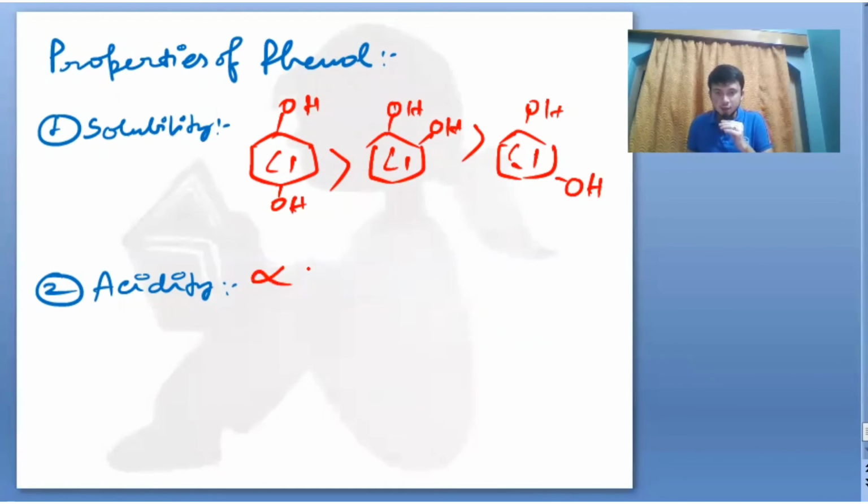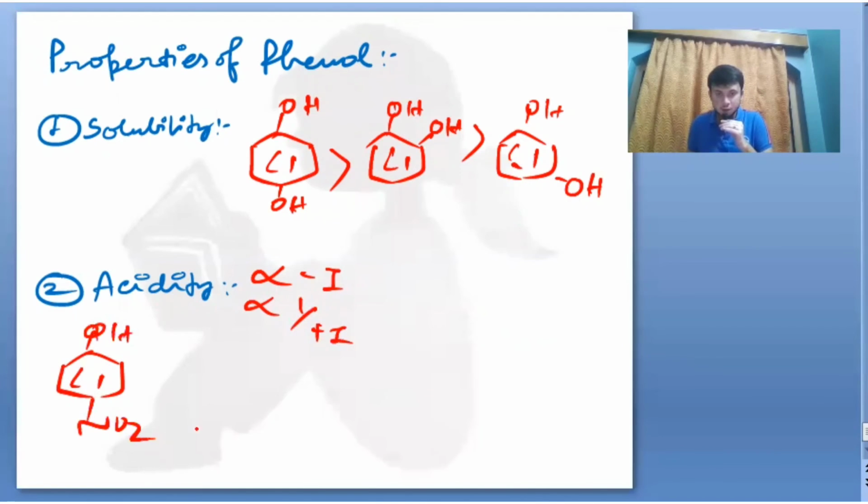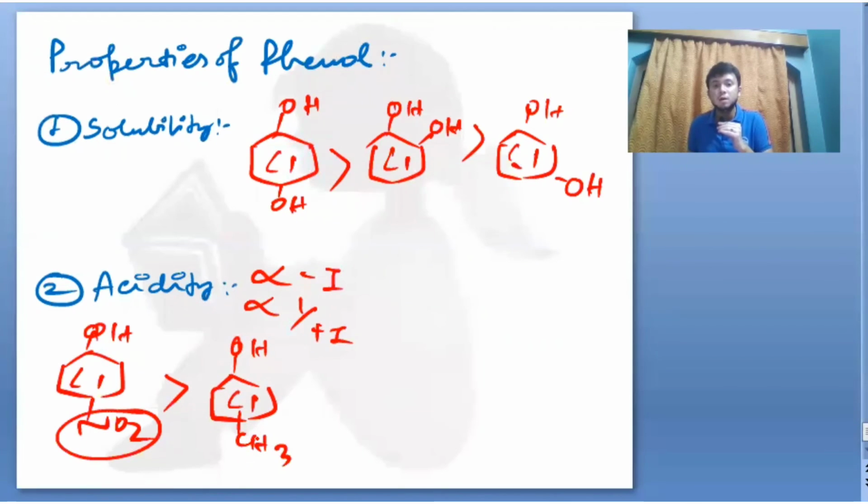Now as we know, acidity is directly proportional to the minus I effect and inversely proportional to the plus I effect. So we just have to see whether it has a minus or plus I effect, and that's how we decide the acidity. Now let's see an example. This will have more acidity than this, because as you can see, the group added here is NO2, which is a minus I group, and here it is a plus I group. So the acidity is more than this group. Okay, so that's how we decided, and here our phenol is done.